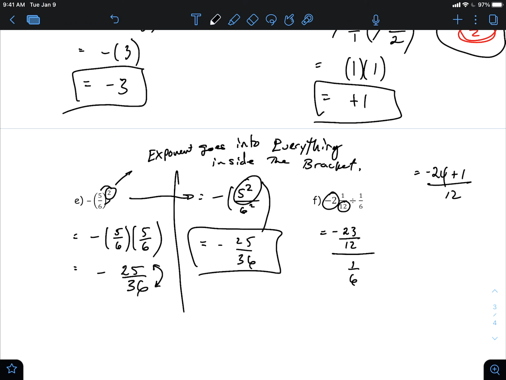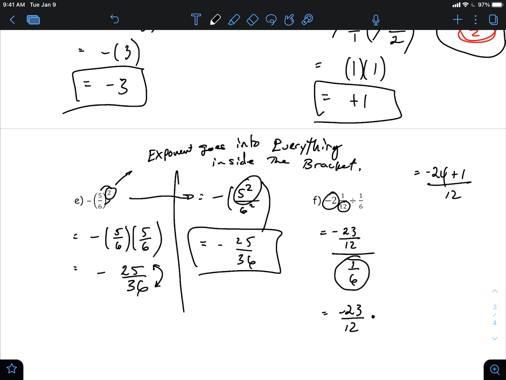So you might be thinking, how do I deal with that? Because that will come up, maybe not in this course, might see it next year. How do you deal with that? We go back to our rule. Instead of division, we write the first fraction, negative 23 over 12, and what did the rule say? Multiply by the reciprocal. So we grab the fraction on the bottom. What's the reciprocal of 1/6?